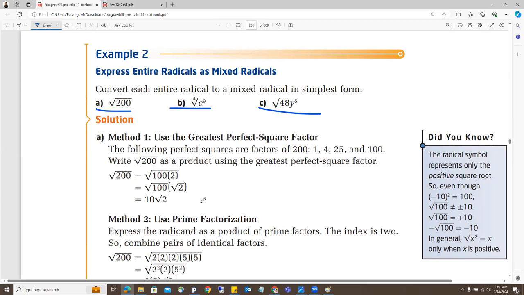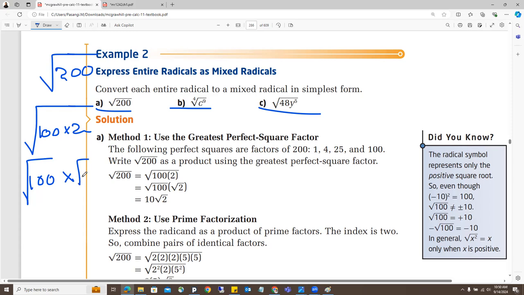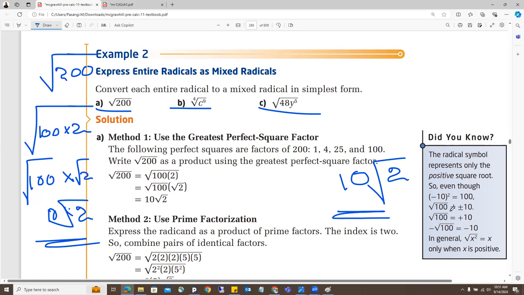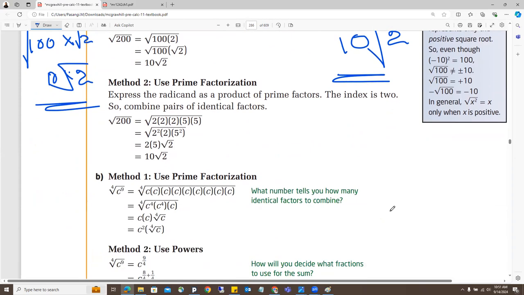The number one method is fast. Square root 200. So square root 200 means 100 times 2, no? So it can be written as square root 100 times square root 2. That means 10 square root 2. This is the simplest form. I mean, 10 square root 2. That is the simplest form. Okay?